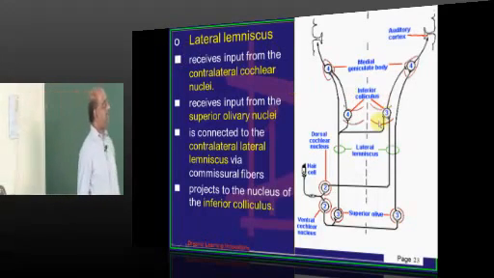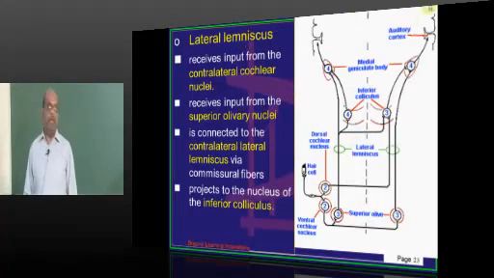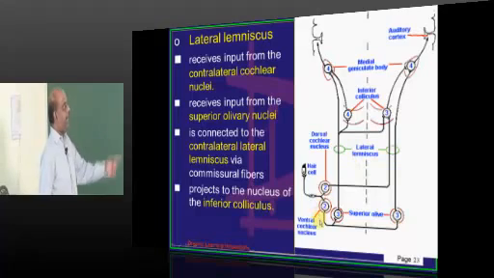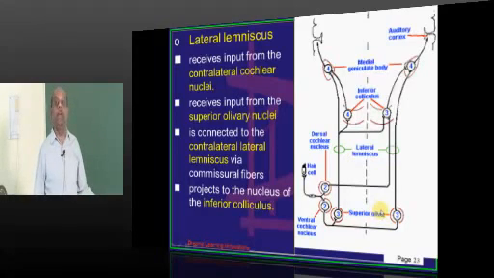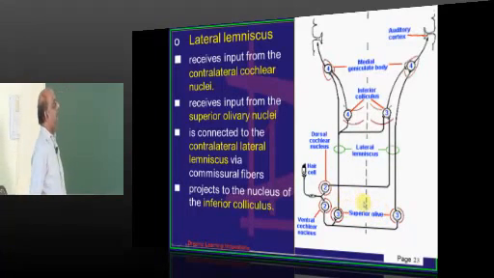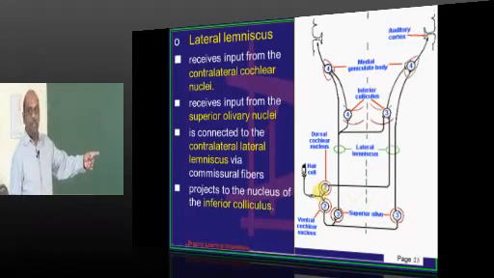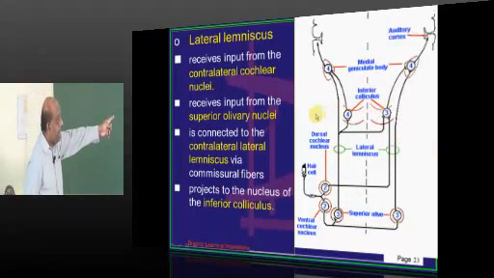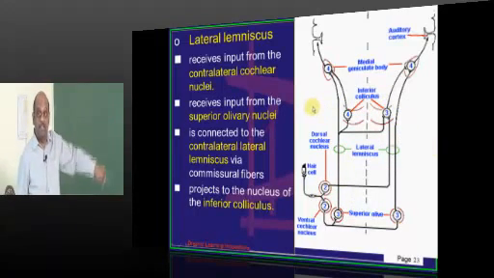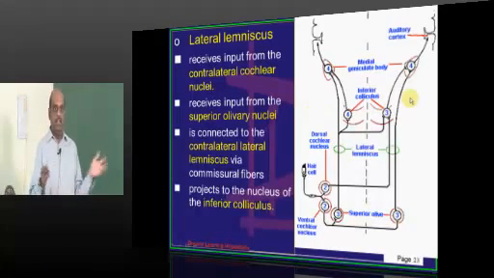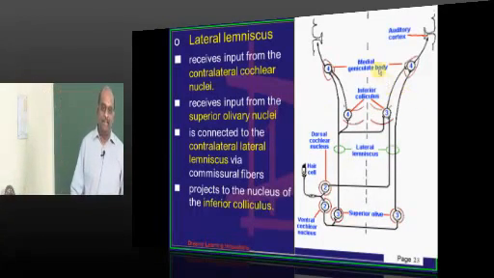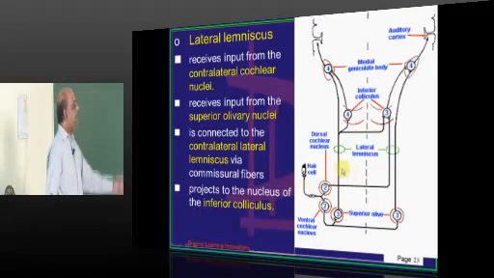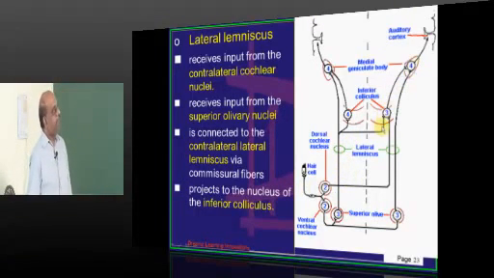Then what is the lateral lemniscus? It basically receives the input from the contralateral cochlear nucleus. It also receives the input from the ipsilateral and contralateral superior nucleus, and it is connected even to the contralateral lateral lemniscus by commissural fibers. So much information is being transmitted from both the ears, right? Then it ultimately projects to the inferior colliculus.